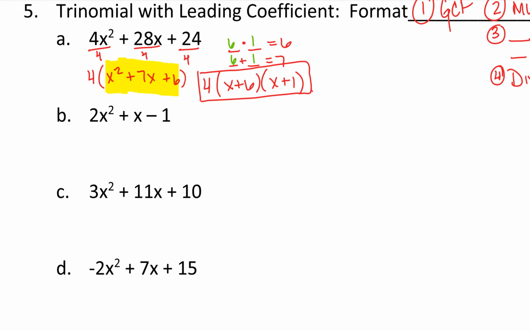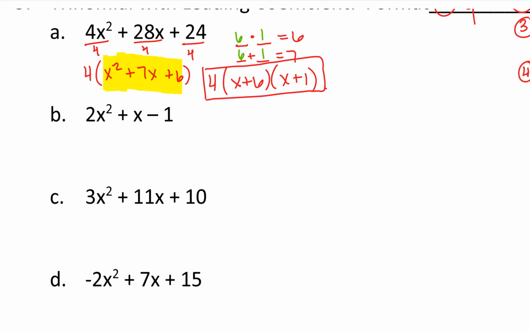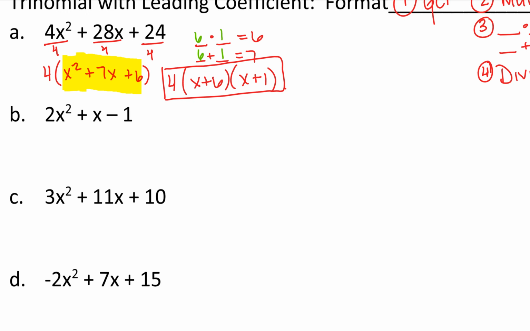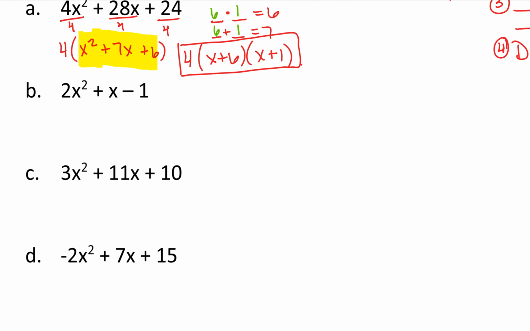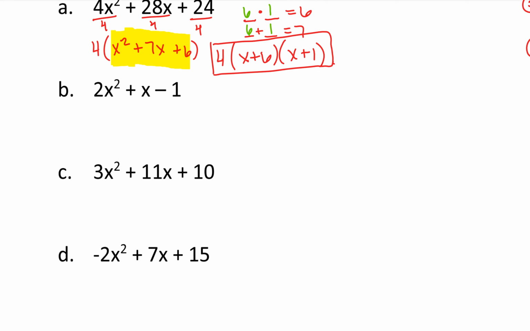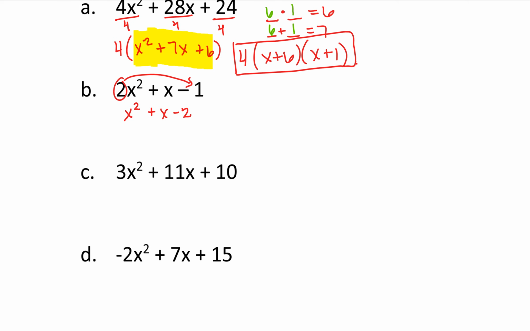Now, looking at B. 2x squared plus 1x minus 1. Do they have a GCF? No, they don't. So now I know I'm going to use this method of multiplying the first times the last, finding my values, and then dividing again. So first times last. So that I move it to the end, I get x squared plus x. 2 times a negative 1 is going to be a minus 2. So that was my first step.